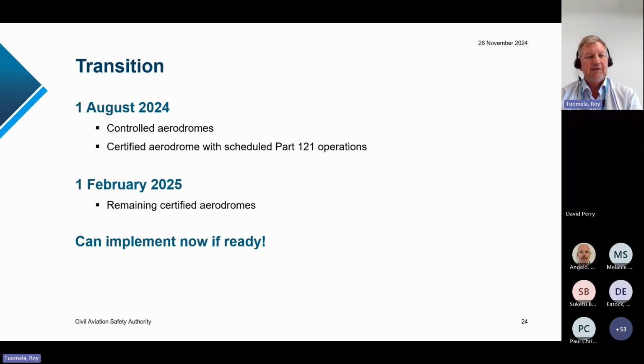For the rest of the non-controlled certified aerodromes, the implementation date is 1st of February 2025. But the way the manual of standards is written, you can implement now if you're ready, with all of that assistance in the advisory circular, etc. Any questions on that transition period?